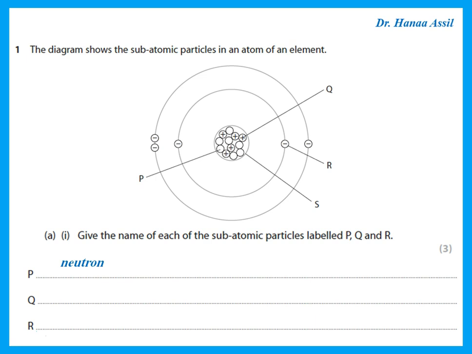Which particle in the atom is positive? You should realize that is the proton. Then what is R? Can you see where R is? R is the negatively charged particle that rotates around that central part. So which part of the atom is negatively charged? You should realize that it is the electron.